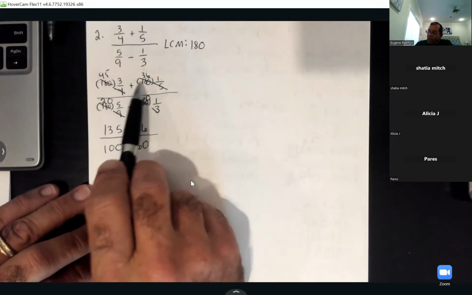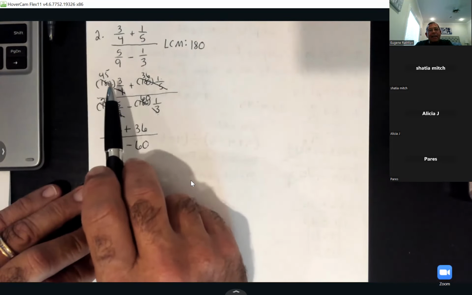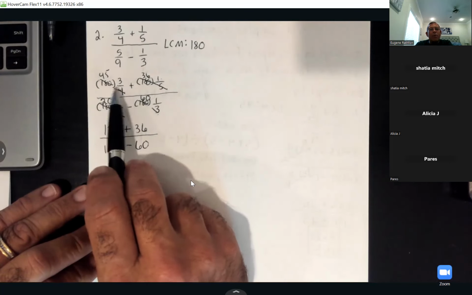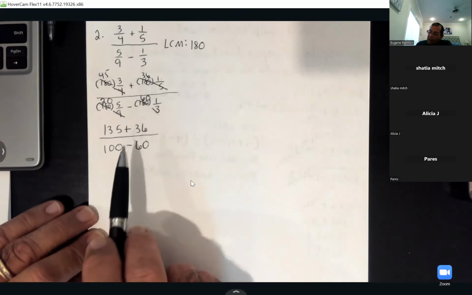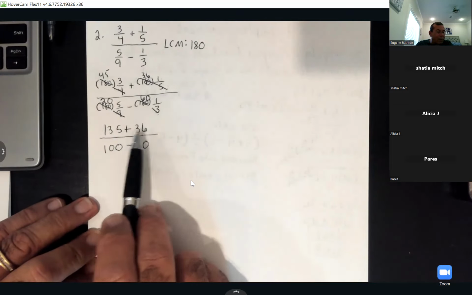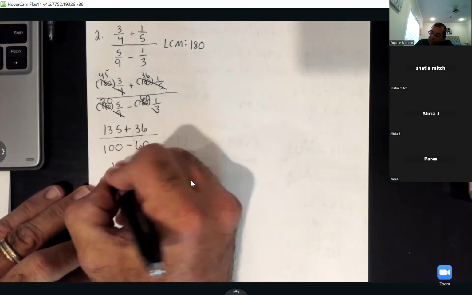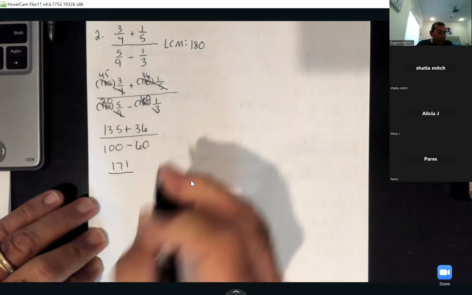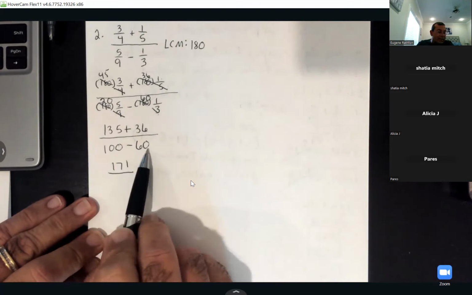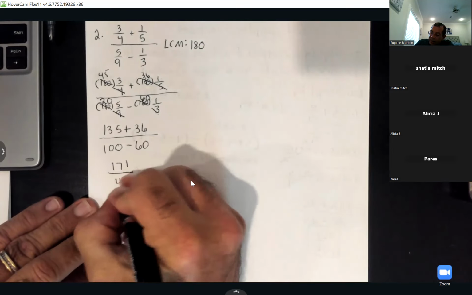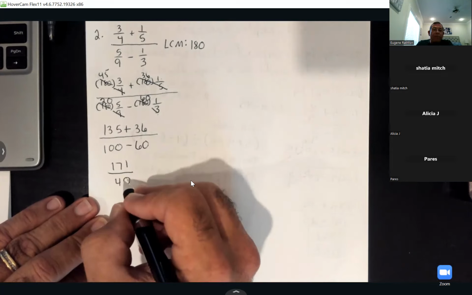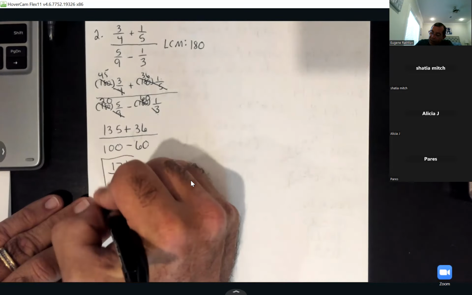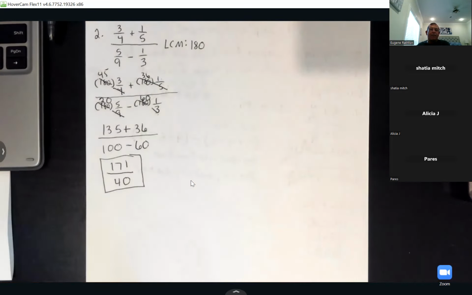So multiplying all 4 of these fractions by that least common multiple removed all these extra fractions, and we just got numbers on top and bottom. So let's add the top. 135 and 36 gives us 171 over 100 minus 60 gives us 40. And y'all, 171 and 40 do not reduce, so that would be our final answer.